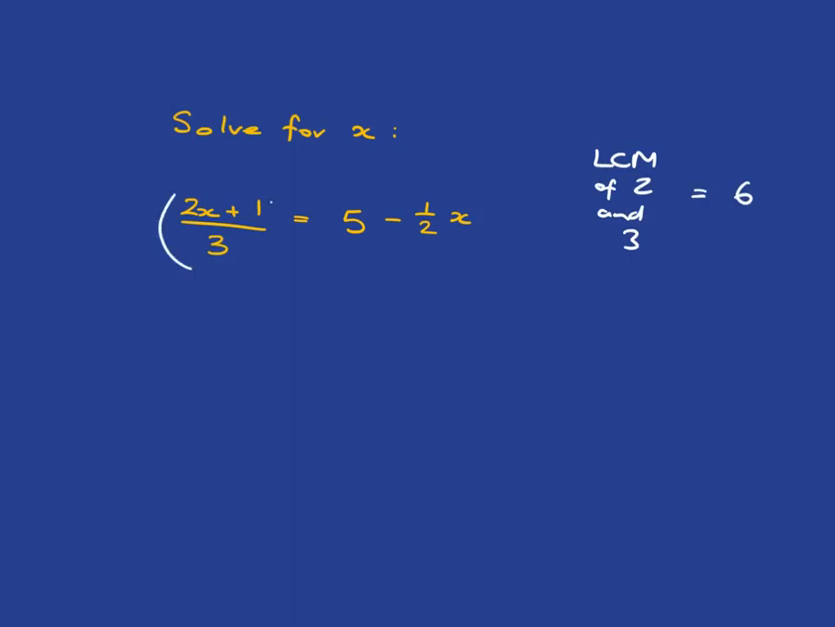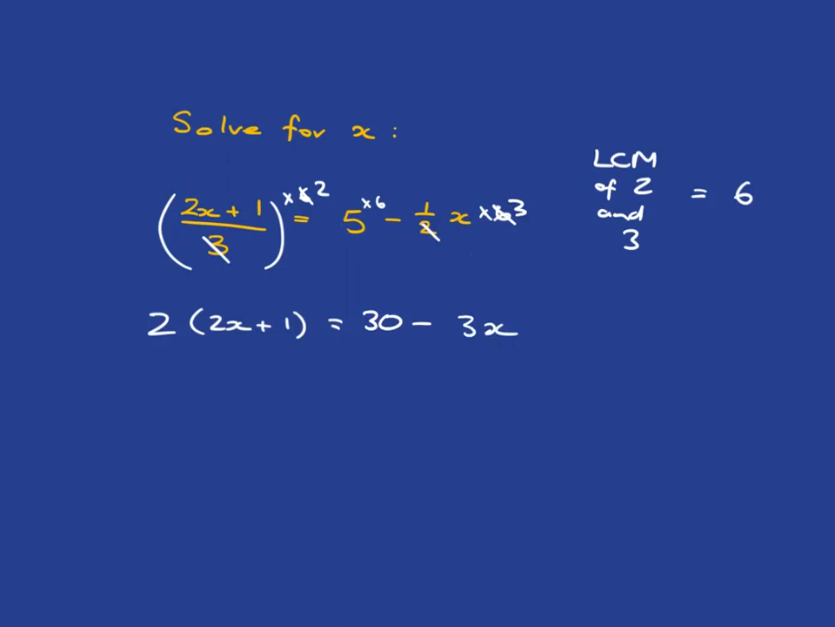Yep, it is to multiply each side, the whole side of the equation, by 6. And of course, we remember that this 6 has to multiply with each and every piece in this. So I'm actually going to write that in. Okay, let's deal with it now. Here, the 3 will cancel with the 6, leaving a 2. So you've got two lots of 2x plus 1. Over here, you've got 5 times 6, and that is just 30. And then over here, your 2 will cancel with your 6, leaving a 3. So what you've got is 3x.